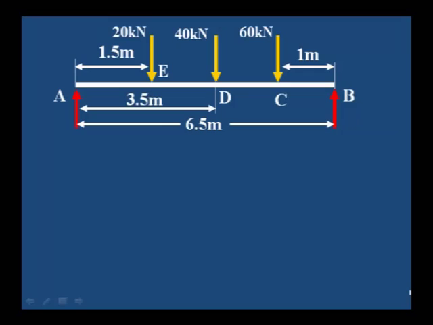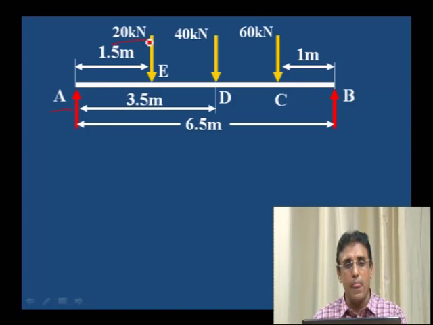Now let us consider 3 point loads. In the previous problem we considered 2 point loads. Here 3 point loads are acting on the beam. From A support, the left support, at 1.5 meter, 20 kilonewton is acting. From the left support, at 3.5 meter distance, 40 kilonewton is acting, and one more load, 60 kilonewton, is acting at a distance of 1 meter from the right support. We consider the 3 point loads, and it is not symmetrical.